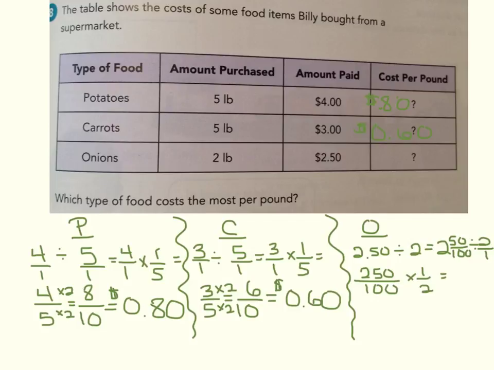So 2 divided by 2 is 1. 250 divided by 2 is 125. 125 times 1 is 125. 100 times 1 is 100. So 100 goes into 125 one time, with 25 hundredths left over. We can turn this into a decimal, so we have 1 and 25 hundredths, so $1.25.